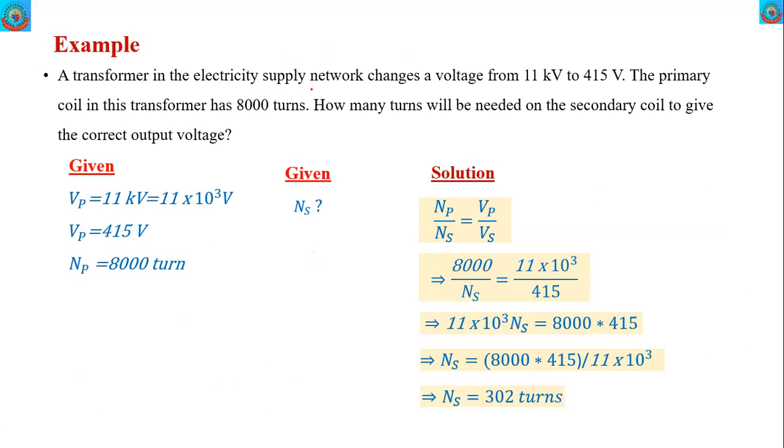Transformer in electricity supply network changes voltage from 11 kV to 400.